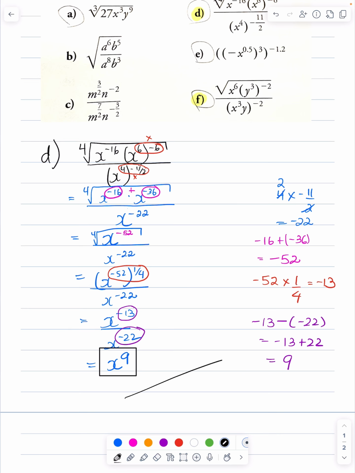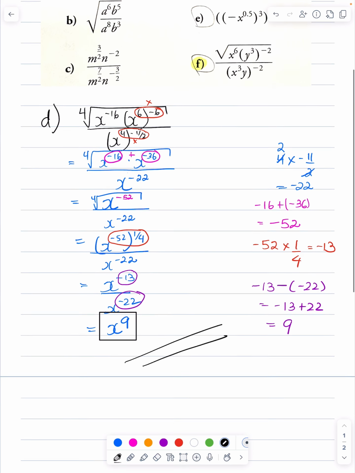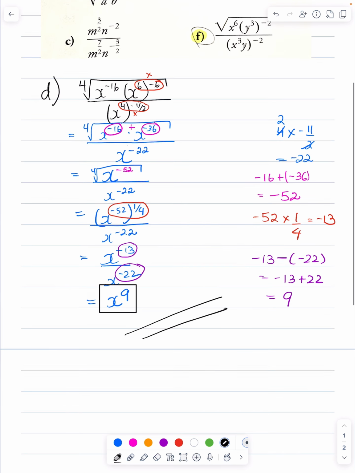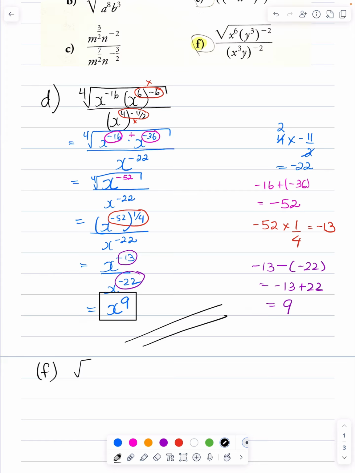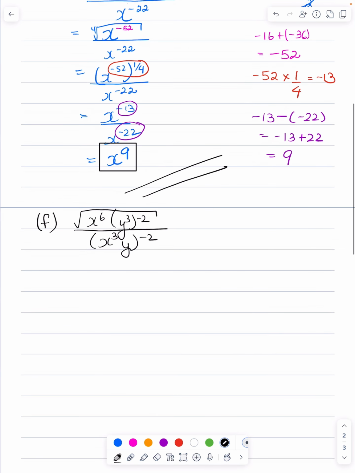And now we're going to do part F. So part F, I'm going to copy out the question again. The square root of x to the sixth y cubed to the negative 2 all over x cubed y raised to the negative 2. So I'm going to start off like I did before.